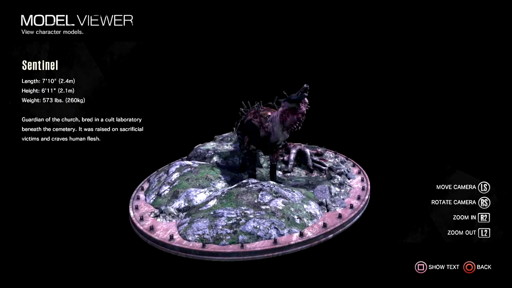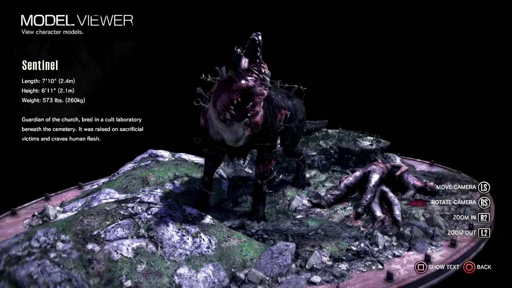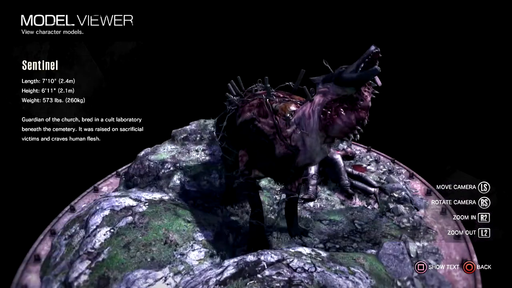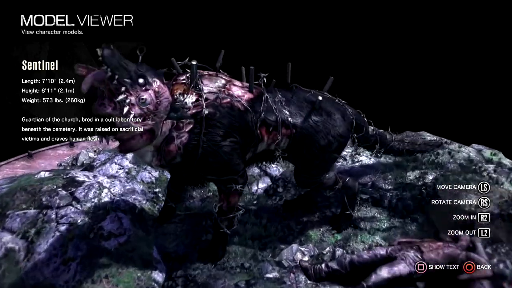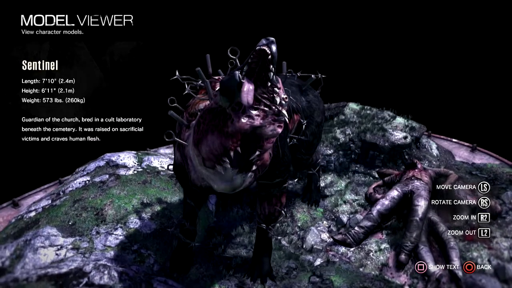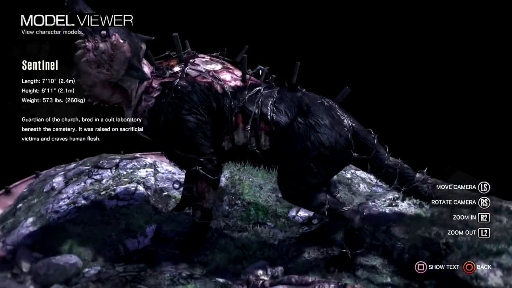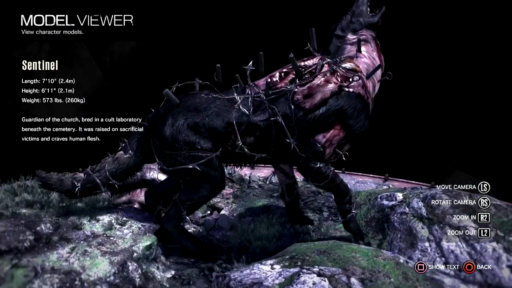The Sentinel serves as the church guardian, appearing as a malformed wolf who attacks any intruder on church grounds. It was bred in a cult laboratory where it was raised to feed on the sacrificial victims. This is where the creature acquired a distinct taste for human flesh. It would eat up to 6 bodies at a time while hungering for more and more and more.